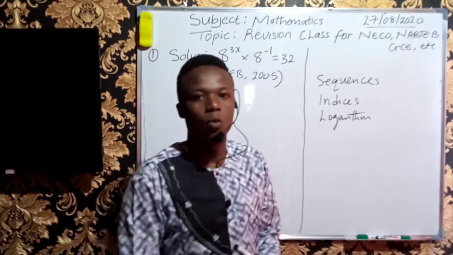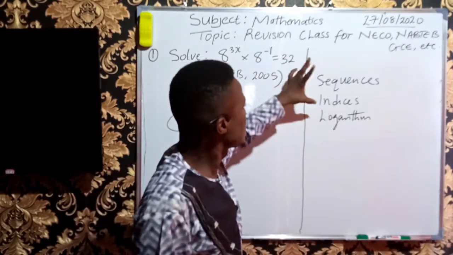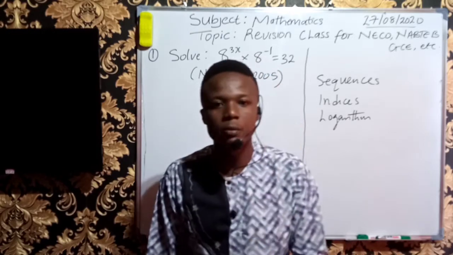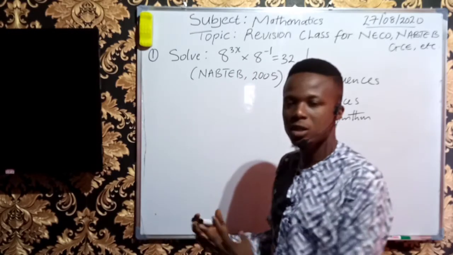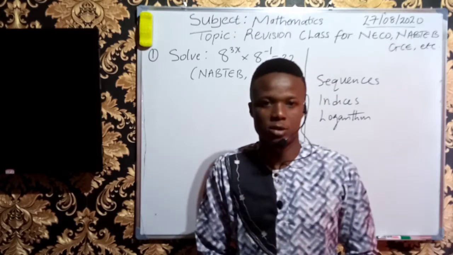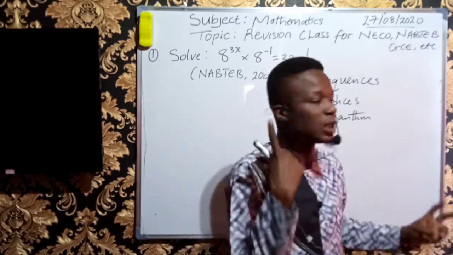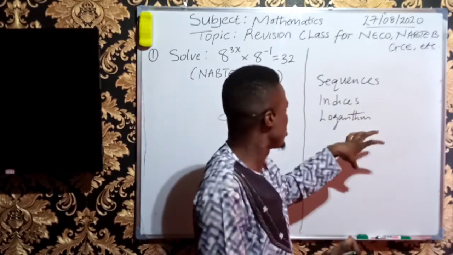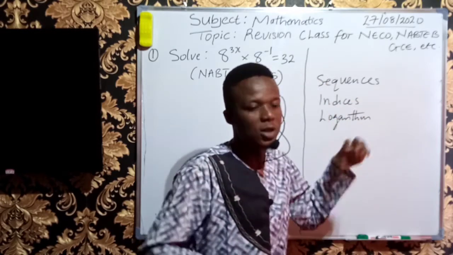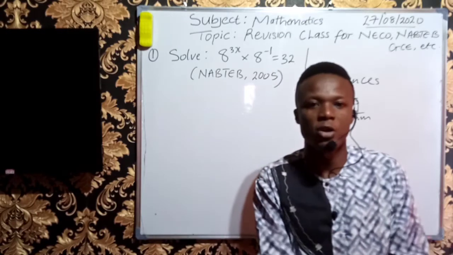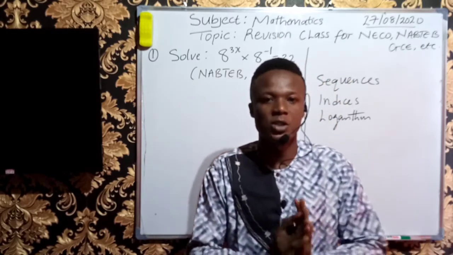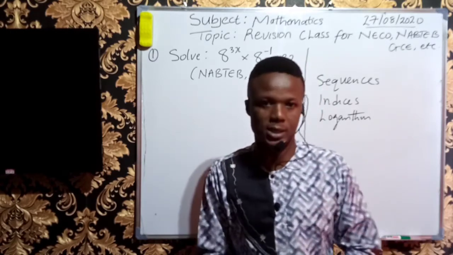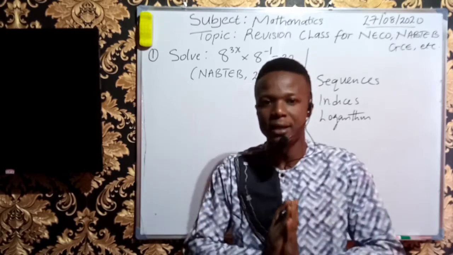For this class, we are going to focus on questions that have already come out on sequences, indices, and the logarithm. This will be the center of our concentration in this class. We are picking questions that have come out in NABTEB, NECO, GCE, but our center of attention should only be focused on sequences, indices, and logarithm, so that in other lessons we shall focus on other topics. The essence of this is to prepare you so that before your examination we must have covered a lot of topics that you require to write your exam and excel.